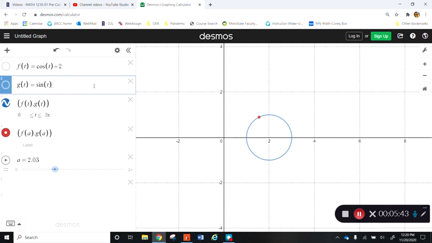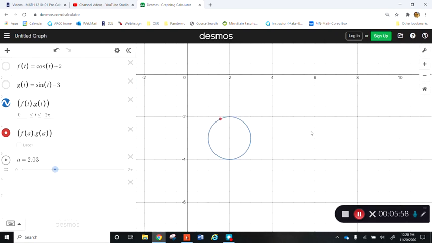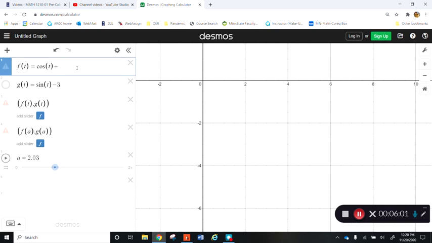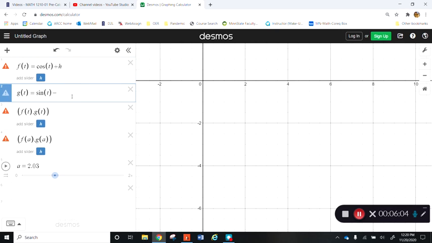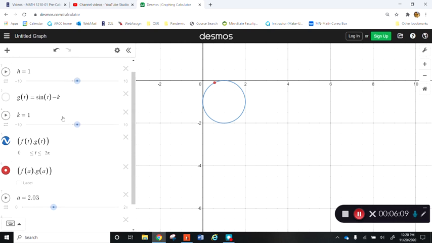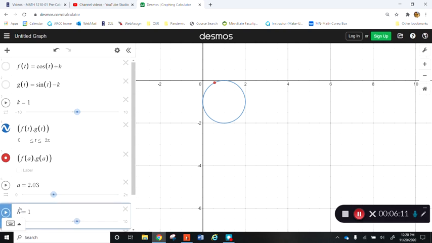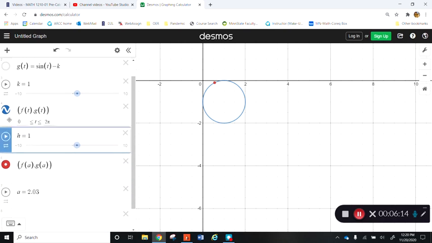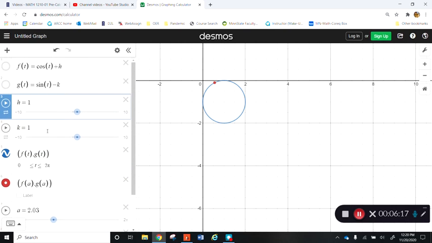So shifting to the right and left and up and down is really easy. All I've got to do is take my parametric functions, my individual functions for x and y, and add or subtract whatever I want. If I want to shift it down by 3 units, I just subtract 3. So that's super easy. What you want to do here is just add h and add k. Let's make sliders for h and k. I'm going to put them here, and now I can move it anywhere I want horizontally and anywhere I want vertically.